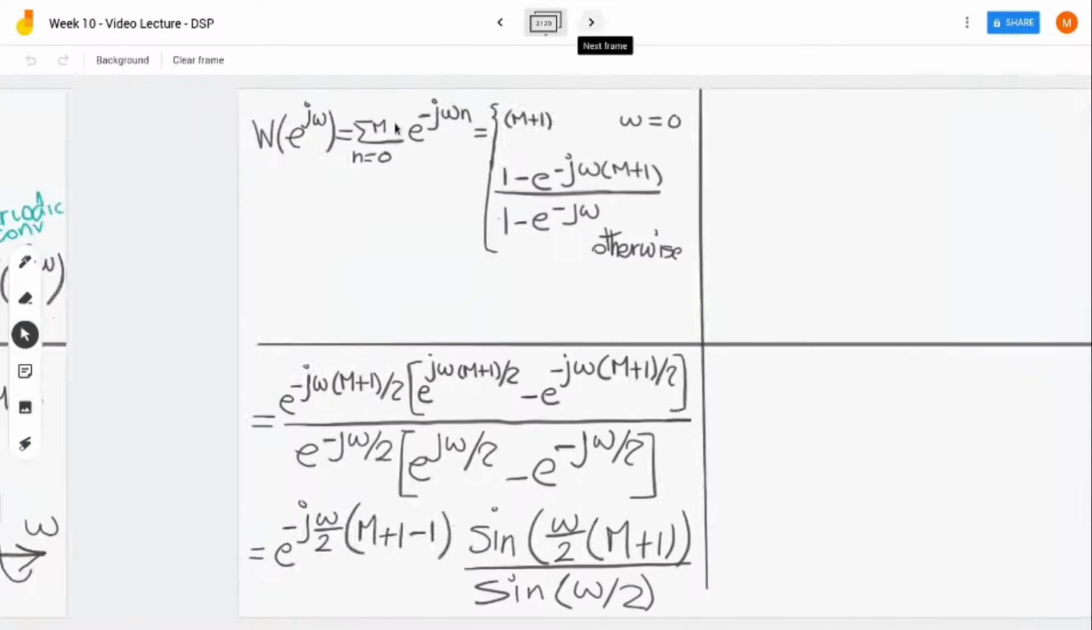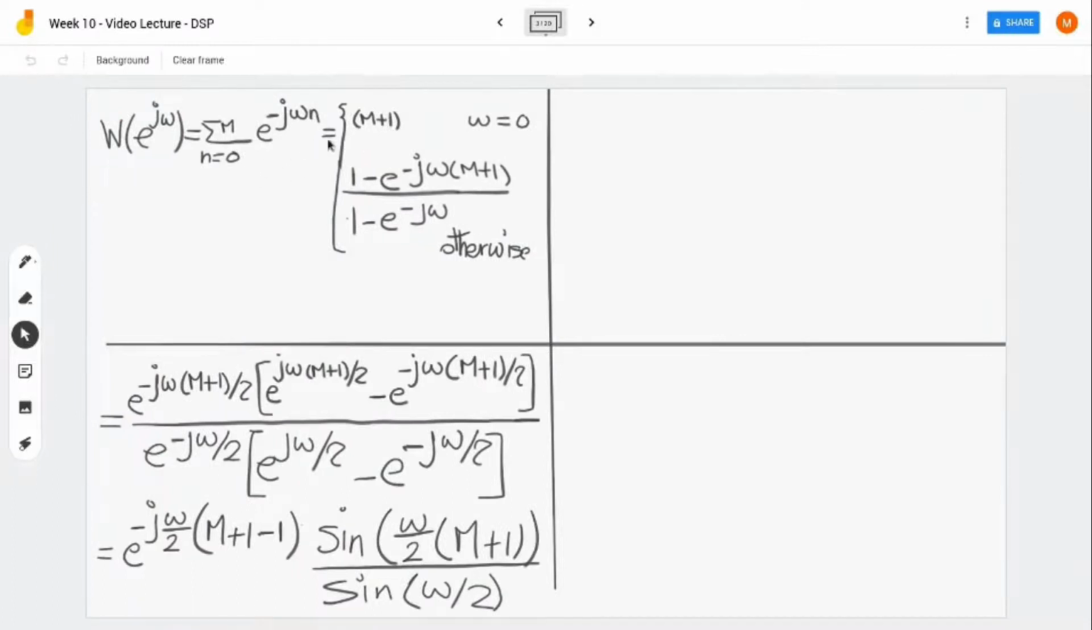And moving on, we have two values for this summation. If omega is equal to 0, e to the power 0 is 1. So you're summing 1 from 0 up to m, which will give you m plus 1. Otherwise, it will be a summation of r to the power n, which is (1 minus r to the power m plus 1) over (1 minus r).